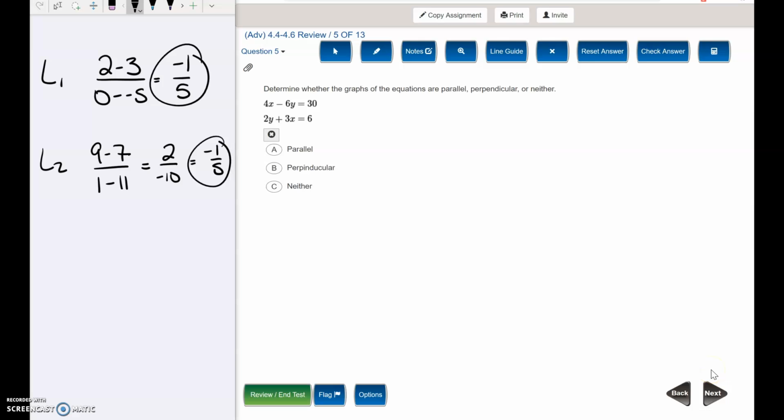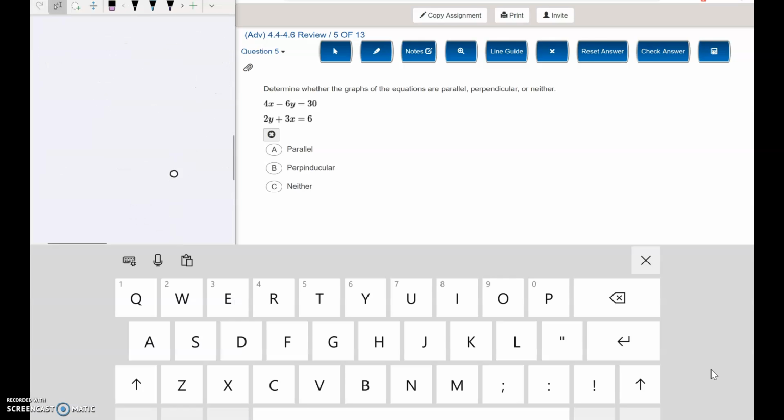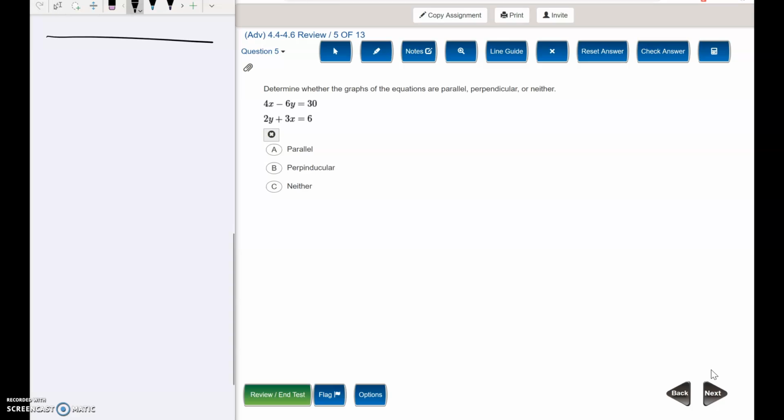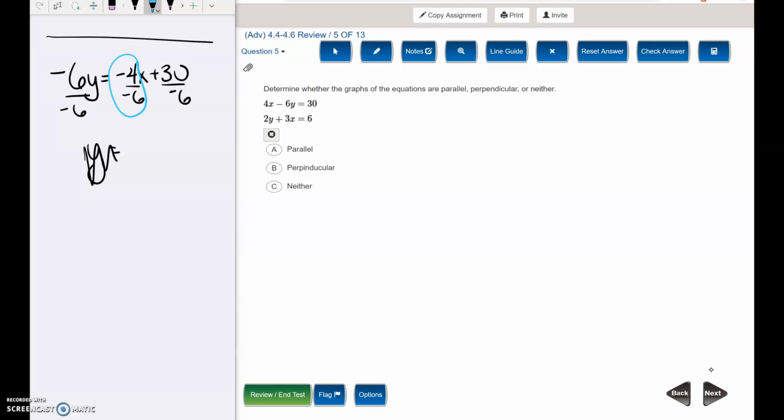The next one is similar, but this time it has the equations instead of the points. So I need to take the first one and subtract 4x on both sides. That would give me -6y equals -4x plus 30. Divide everything by -6. And we could write out what the entire equation is, but quite frankly, we don't care. All we really care about is this part right here. -4 over 6 simplifies to 2/3. So the slope of that first one is 2/3.